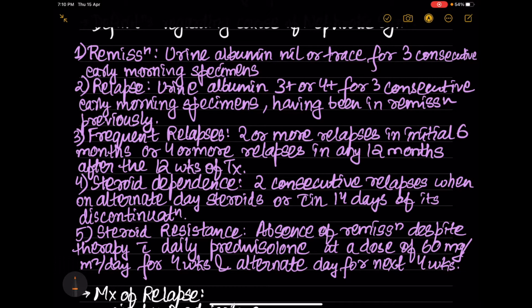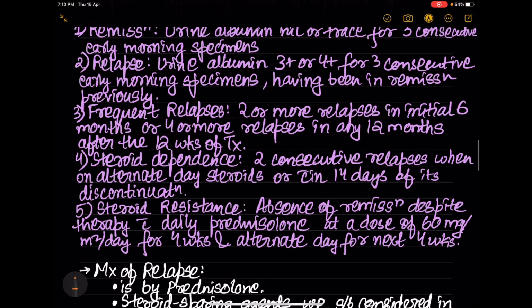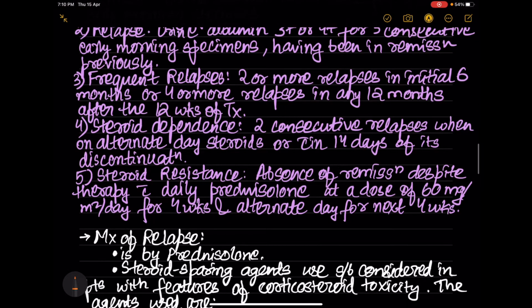Next is the frequent relapses. Frequent relapses means 2 or more relapses in initial 6 months or 4 or more relapses in any 12 months after the 12 weeks of treatment for nephrotic syndrome. Then is steroid dependence, that is 2 consecutive relapses when on alternate day steroids or within 14 days of its discontinuation. Then steroid resistance, absence of remissions despite therapy with daily prednisolone at a dose of 60 mg per meter square per day for 4 weeks and alternate day for the next 4 weeks.